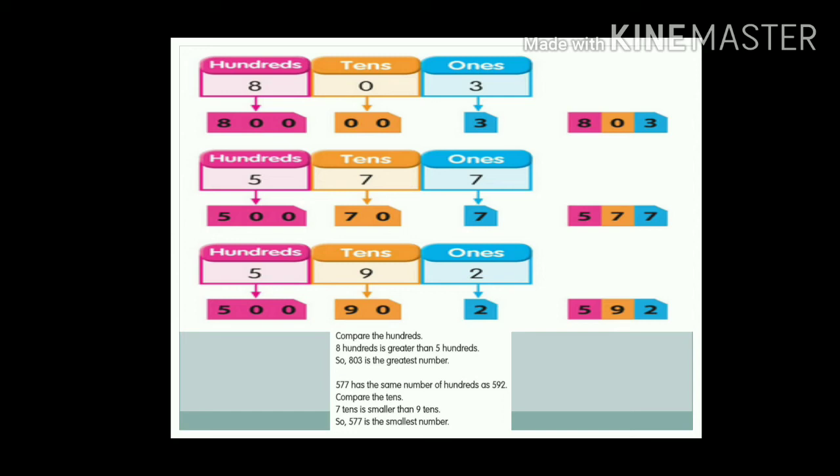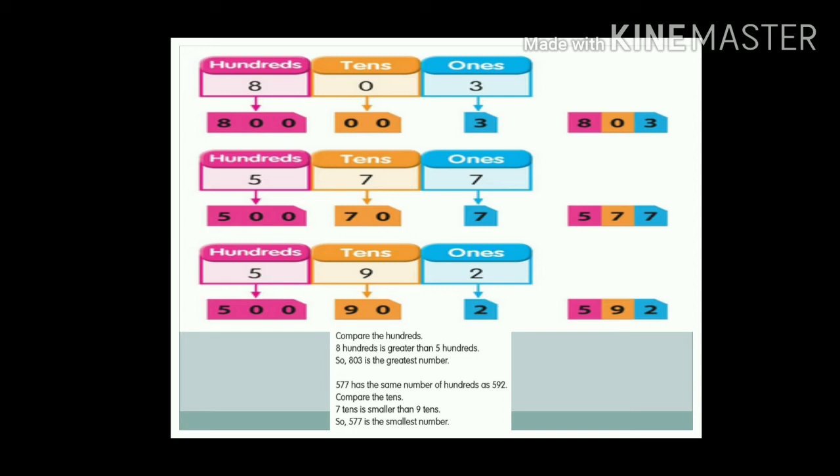Now the hundreds, 800s we all know is greater than 500s, right? So 803 is the greatest number of all three. Now in the next two numbers, 577 has the same number of hundreds as 592. Both have 5 in their hundreds place, right children?